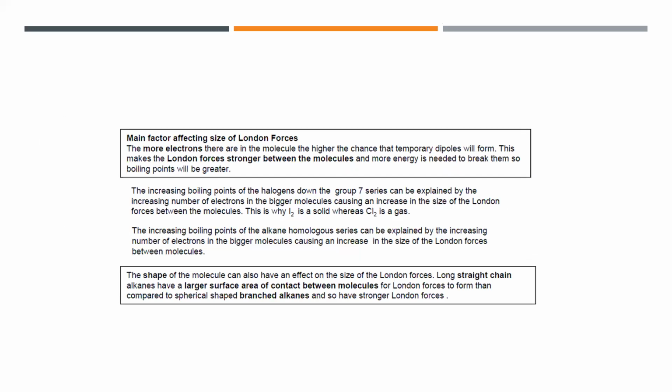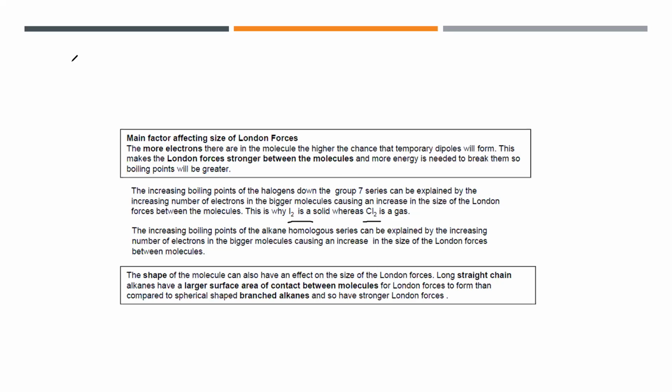These are explanations related to exam style questions, so this is how you should answer. For example, if a question is why iodine is solid where chlorine is gas, what is the reason for that? As we go down the group, the number of electrons is also increasing. So it increases the number of electrons and causes an increase in the size of the molecule and the London force. That's why iodine is solid where chlorine is gas.